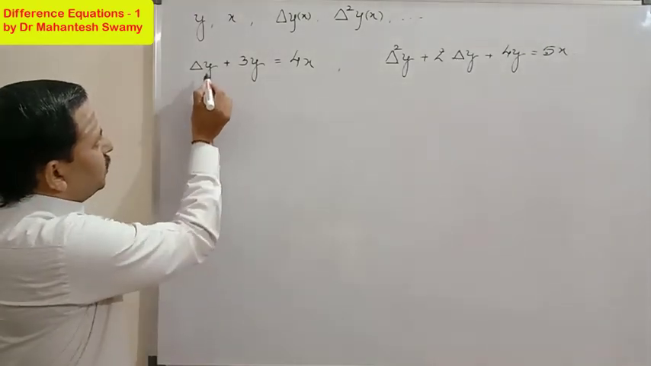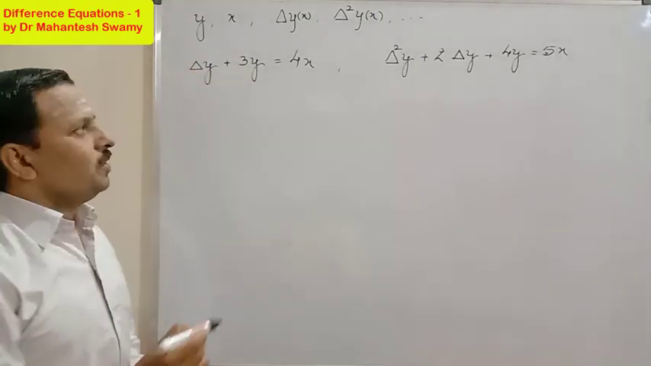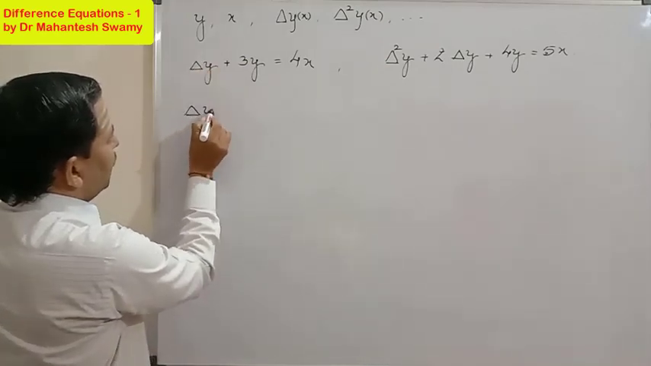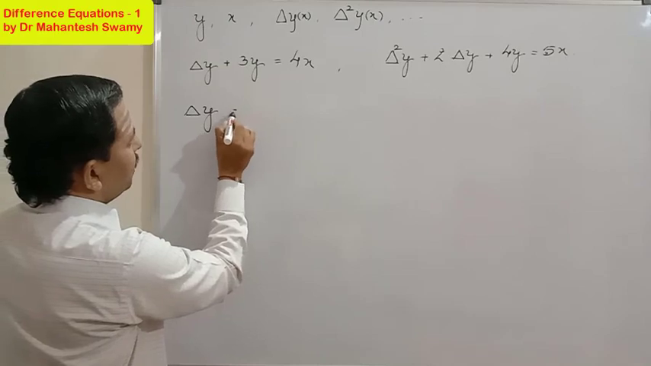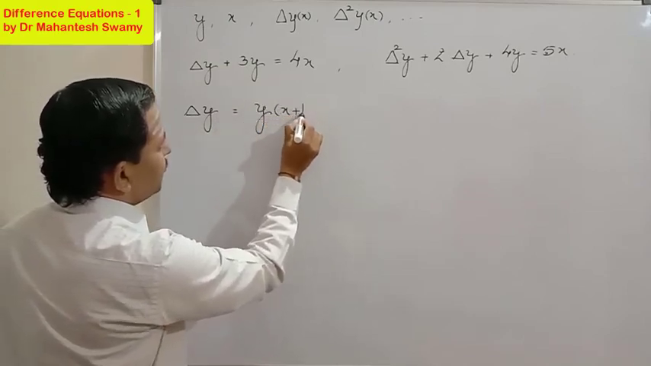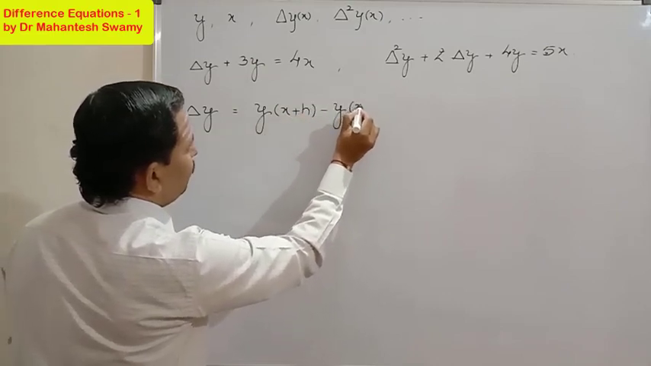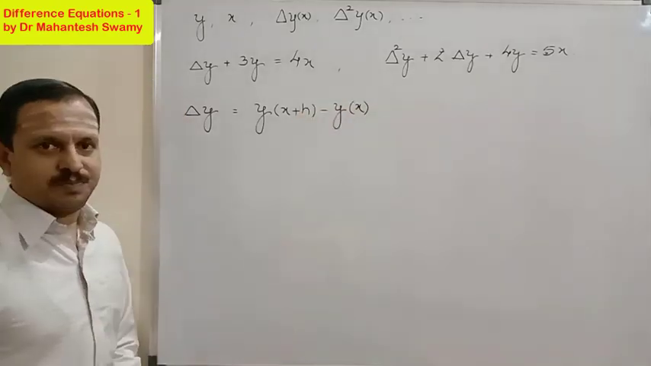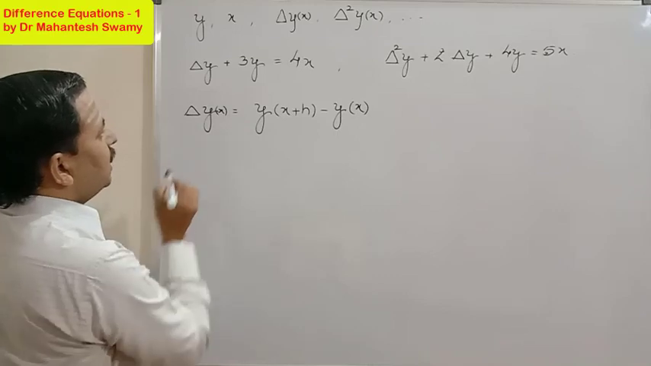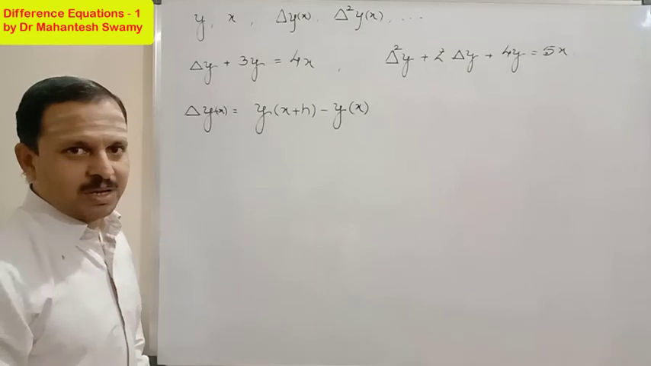we should try here to know what is the value of delta y. We know that delta y is the difference of the value of y at the forward point, that is x plus h, minus the value of y at the point x. So delta y of x is equal to y of x plus h minus y of x.